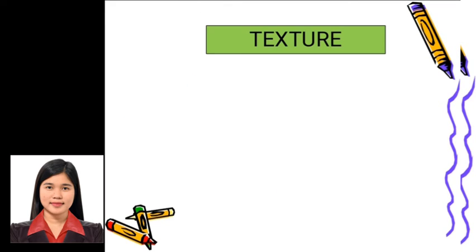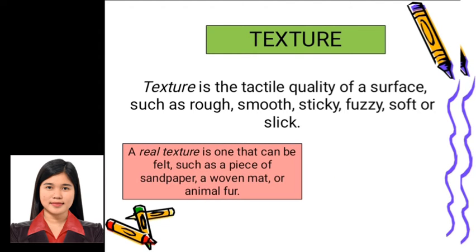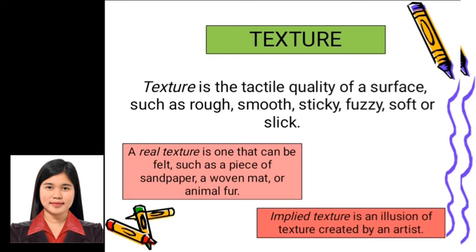After the color, let's have the texture. So when we say texture, it is the tactile quality of a surface, such as rough, smooth, sticky, fuzzy, soft, or slick. Like line, texture can be real or implied. So when we say a real texture, it is one that can be felt, such as a piece of sandpaper, a woven mat, or animal fur. Then an implied texture is an illusion of texture created by an artist.